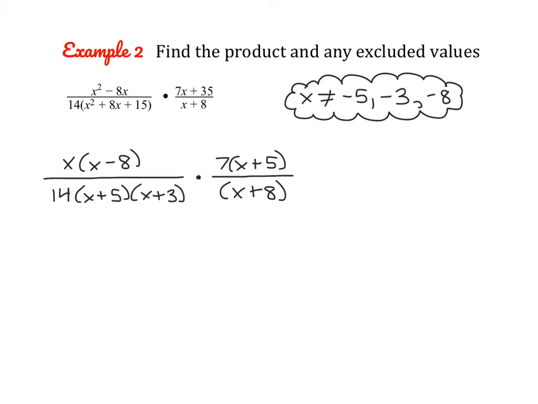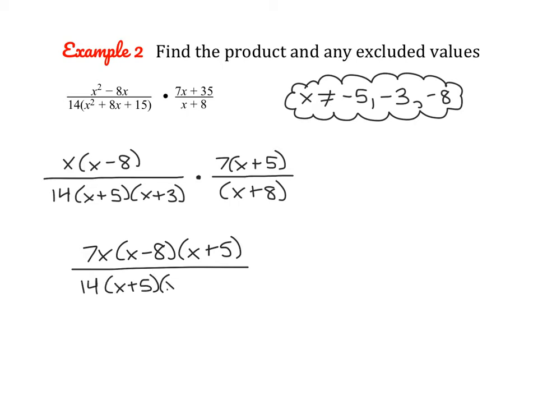Okay, so now if we are multiplying, again, we multiply across the top and across the bottom. So here we have 7 times x, so 7x times (x minus 8) times (x plus 5). And then in our denominator, we have 14 times (x plus 5) times (x plus 3) times (x plus 8). And then we just look for common factors to simplify.